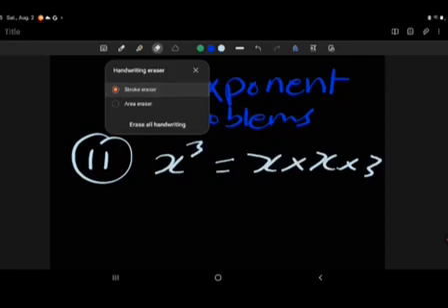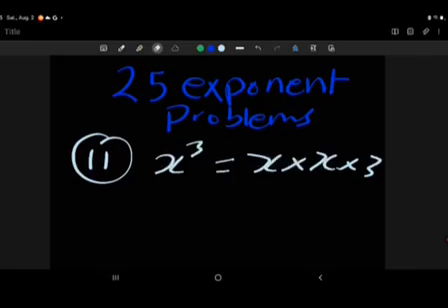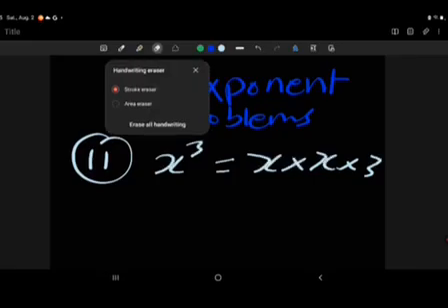Eraser, okay. Having a difficulty with my eraser here. Won't be long.